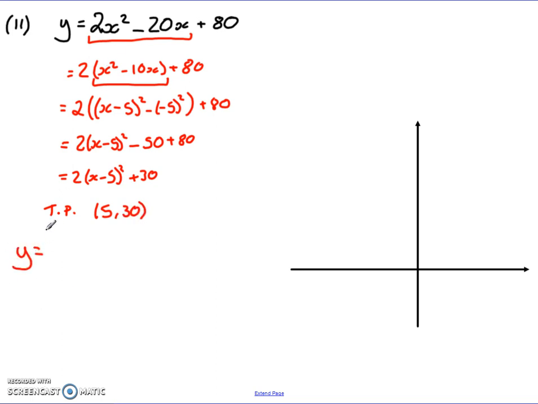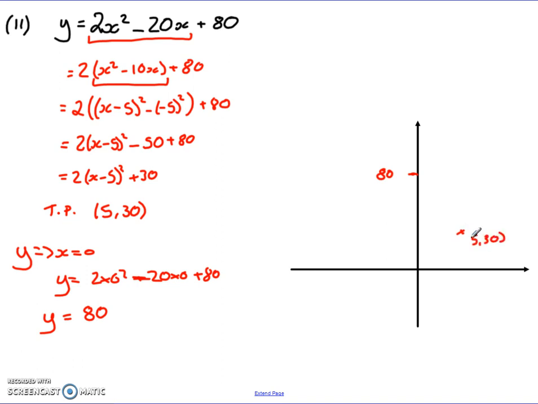I then find my y-intercept from that. So I know substituting in x equal to 0, what I end up getting is y equals 2 times 0 squared minus 20 times 0 plus 80. So my y-intercept is equal to 80. So I know it's going to cut up there at 80. Again, remember, this doesn't have to be exact, it's just a sketch. And there's my 5, 30.